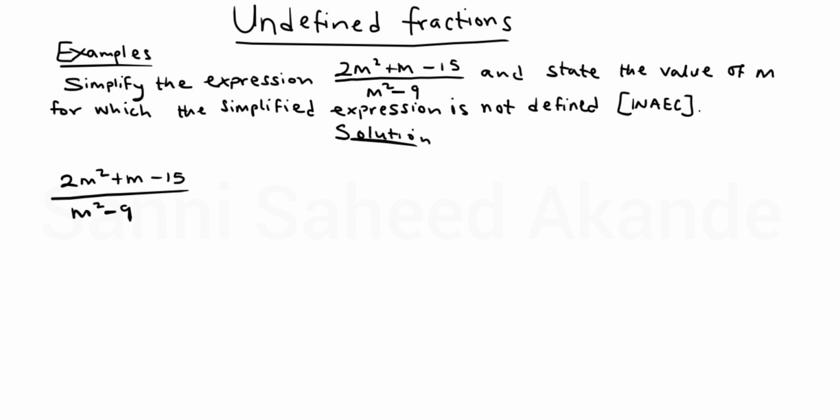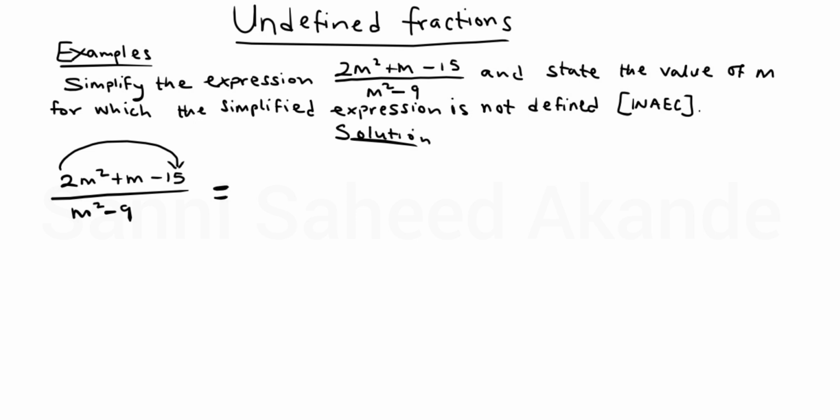So we are going to factorize both the numerator and denominator, and when you do that, this fraction will be equal to, now this numerator we have 2 as the coefficient of m squared, so that 2 you are going to use it to multiply this minus 15. So 2 times minus 15 is going to give us minus 30. So now we are going to look for two numbers that when you multiply them together will give you minus 30, and when you add them together it will give you plus 1. Understood? So those two numbers are plus 6 and minus 5.